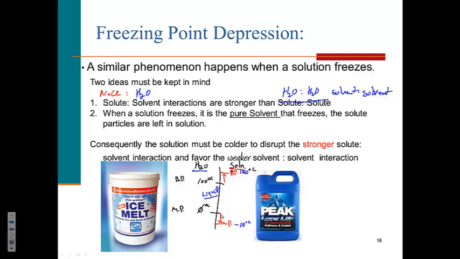So now instead of water freezing at 0 degrees, it has to get down to like negative 30 degrees. Okay. Similarly, we don't want it to boil. The heat of the engine would cause just plain water to boil. But if we have this coolant in here, now we've increased the boiling point. So instead of boiling at 100 degrees, say it boils at 120.